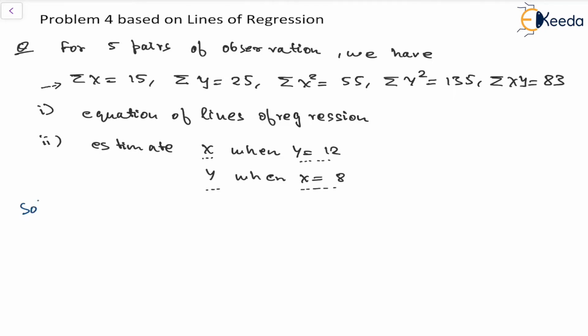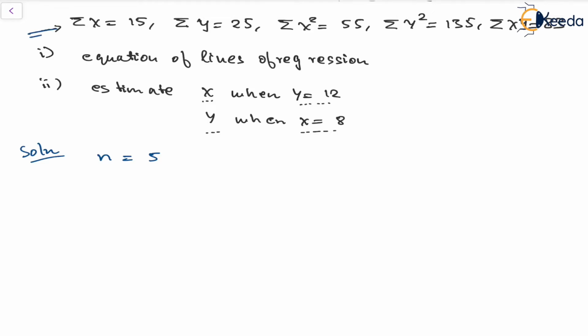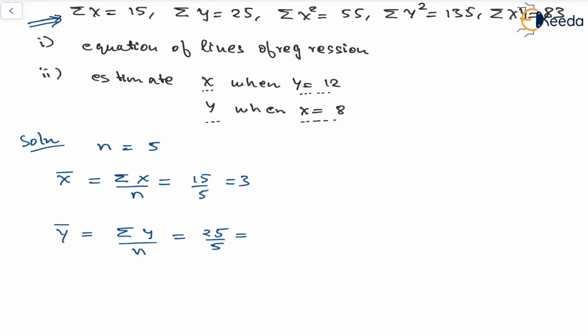So starting with the solution, the first observation is 5 pairs of observations, so this gives n equal to 5. And with the other information already given here, we will use that to find the values of the mean and the regression coefficient and finally the regression line. Starting with finding the mean value, x mean will be summation of x by n. This will become 15 over 5 equal to 3, and y mean will be summation of y over n, which will become 25 over 5 equal to 5.